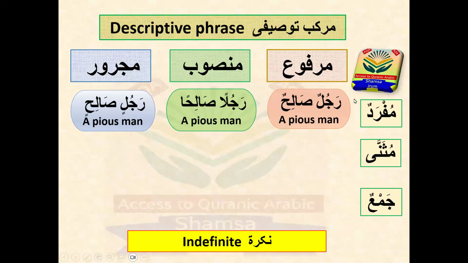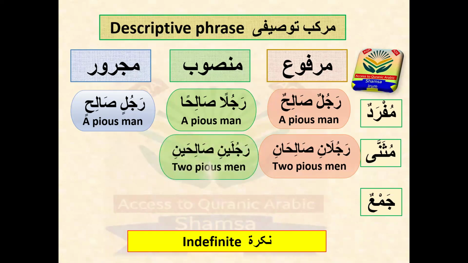Now, musanna, dual. Rajulani, salihani. So look, they both are musanna, they both are dual. Two pious men. Both are ending with ani, which indicates that it is marfu state, rafa state. Rajulaini salihaini, nasab state. Rajulaini salihaini, in majroor state.